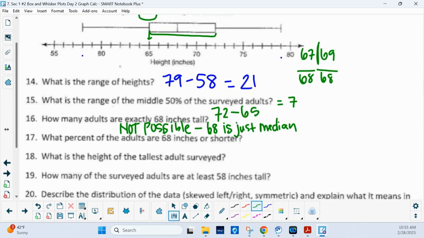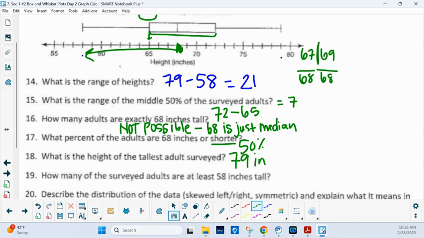What percent of the adults are 68 inches or shorter? What percent would be 68 inches or shorter? Colin says 50. Do you guys agree? If 68 is the median, is that right in the middle? Yeah, so shorter than that, there's got to be 50% shorter, and there's 50% taller than the median, the person in the middle. What's the height of the tallest adult? Yep, that would be our maximum, 79 inches.